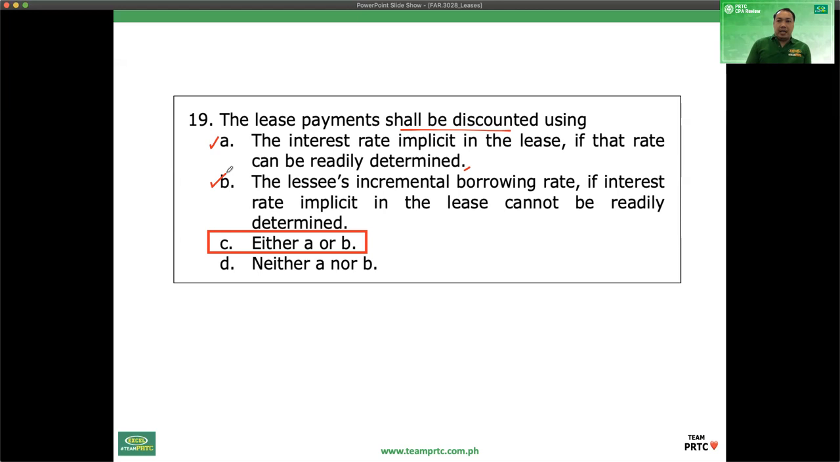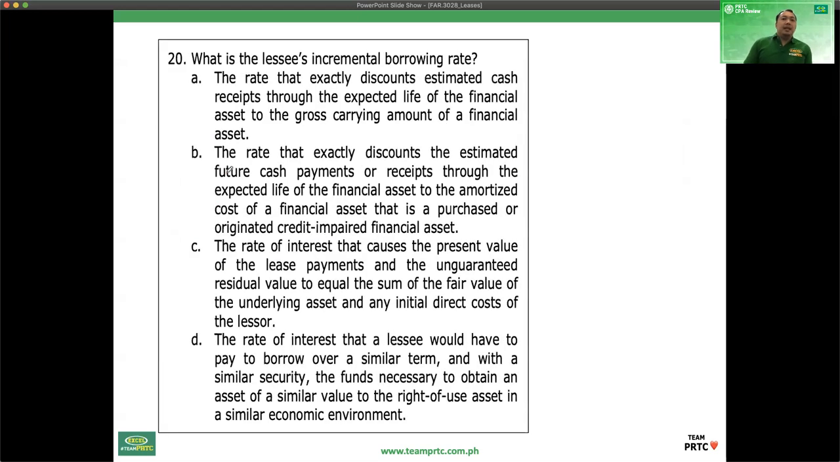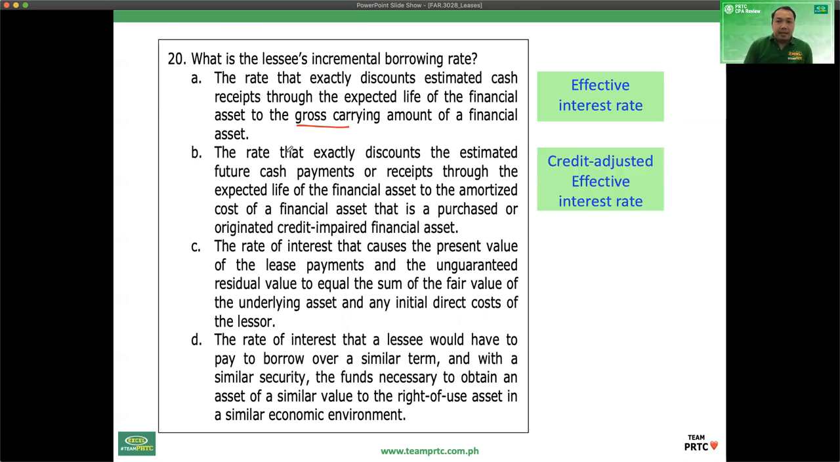At ano ba yung tinatawag na incremental borrowing rate na yan? Okay, that's number 20. A, no. Naalala pa ba yung A? The rate that exactly discounts estimated cash receipts through the expected life of the financial asset to the gross carrying amount of the financial asset. So naalala pa yan? That is the effective interest rate. So, highlight natin yan sa discussion natin ng financial assets and liabilities. Okay, so pag hindi nga given, di ba, kinumpute pa natin yan, effective interest rate na yan. Letter B, yan na yung tinatawag na credit adjusted effective interest rate.